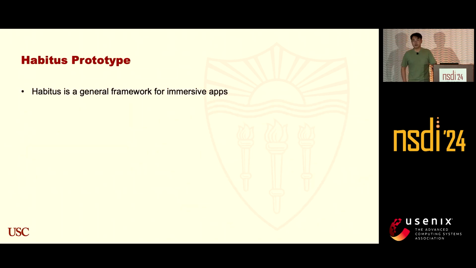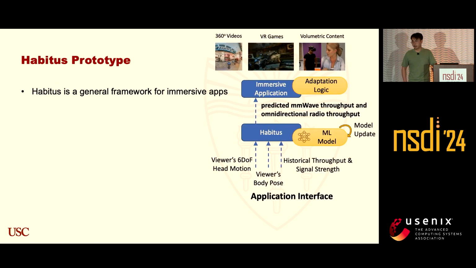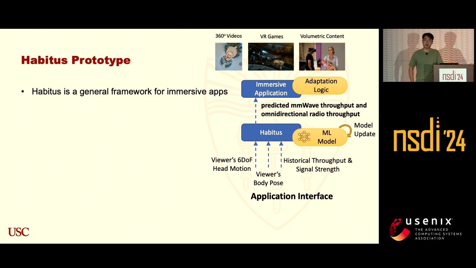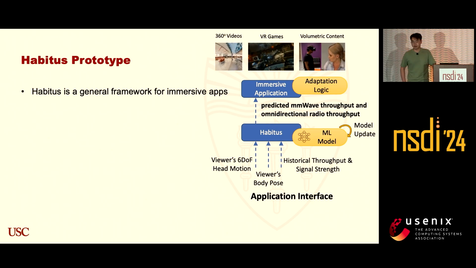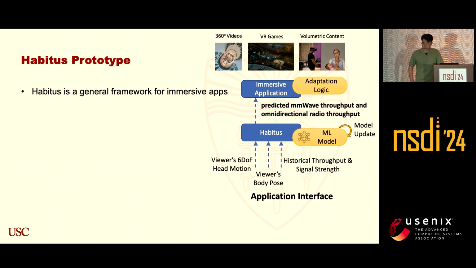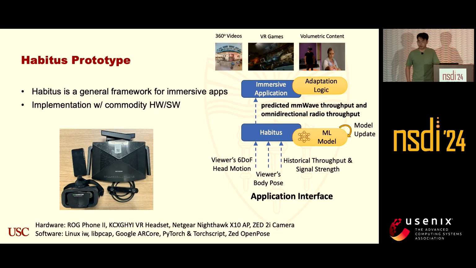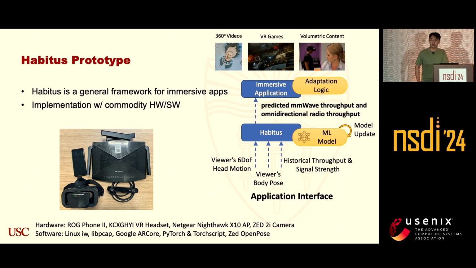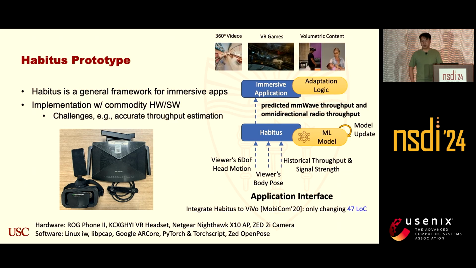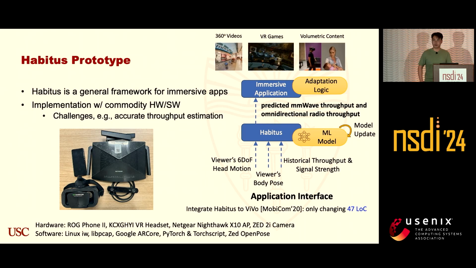Habitus is a general framework for immersive applications. It keeps informing the application about the predicted mmWave throughput through a callback, and the application can adapt its own adaptation logic to make sure the data size will not overshoot the network. We implement our prototype using commodity hardware and software. We also show that Habitus can be easily integrated into existing systems like ViVo, the system we use in our case study for volumetric video streaming, by changing only a few lines of code.